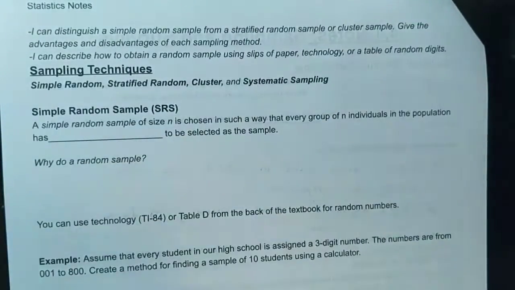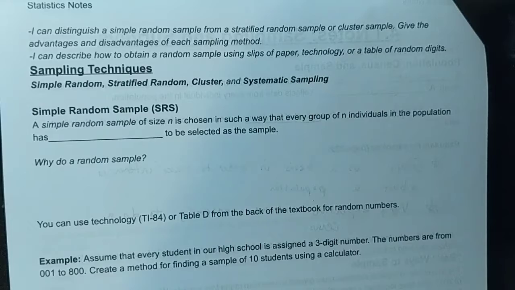In this video, we're going to discuss sampling techniques, the three different types that are mentioned in the textbook: simple random sample, stratified random sample, cluster sampling, and then there's a fourth one, systematic sampling. Not in the textbook, it's just a simple fourth one to add on though.